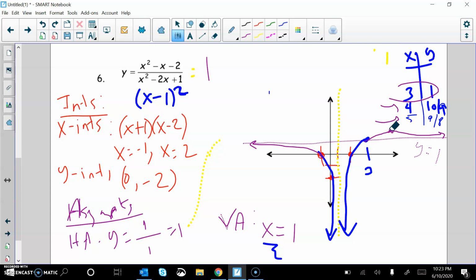But we're done. There are no holes in the graph because nothing canceled. We have our intercepts and asymptotes.